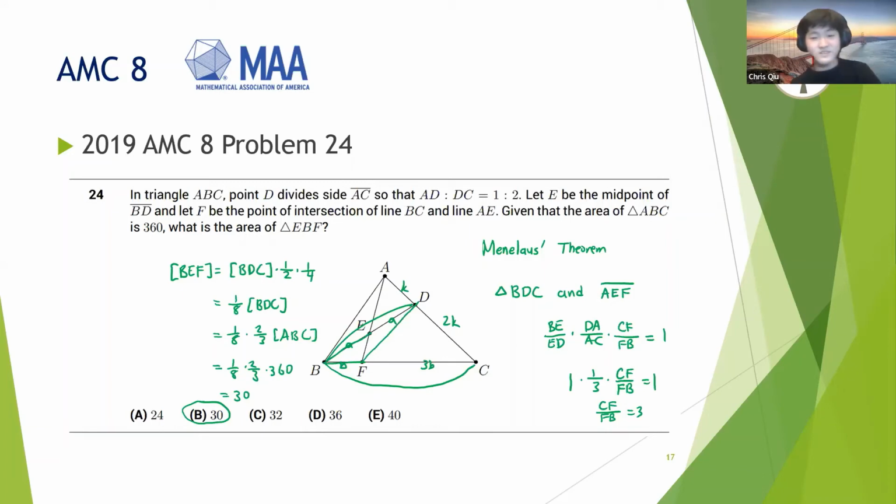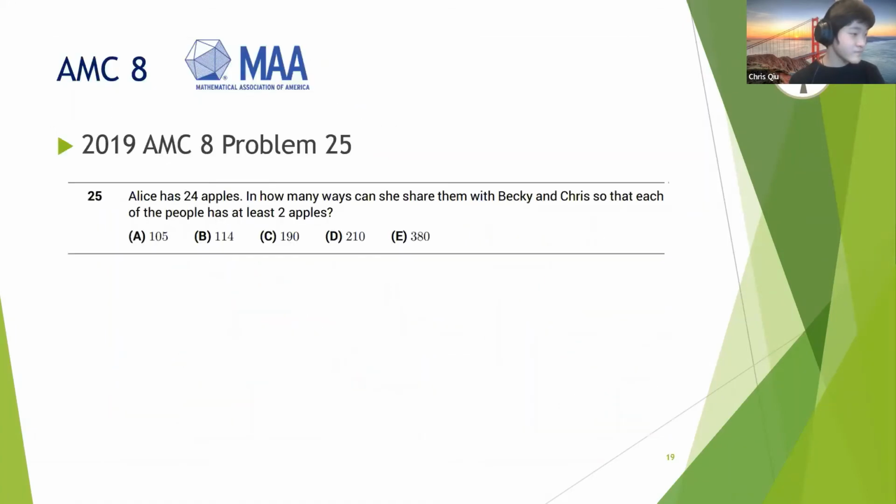All right, so since there are no more questions, we can move on to the final problem of the 2019 AMC 8. In problem 25, we have Alice, who has 24 apples. And we want to find how many ways she can share them with Becky and Chris so that each of the people has at least 2 apples.